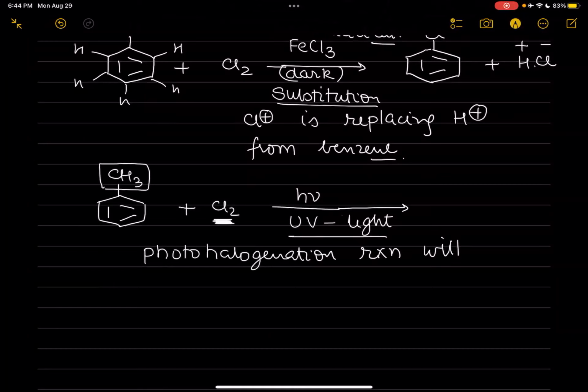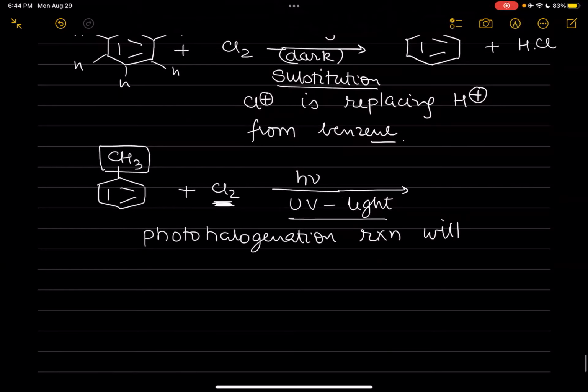Photohalogenation means halogenation in the presence of light. Where will it occur, Anushka? Sir, ortho-para. No, ortho-para is actually for the benzene. The photohalogenation reaction will occur at the alkyl side chain or alkyl group.